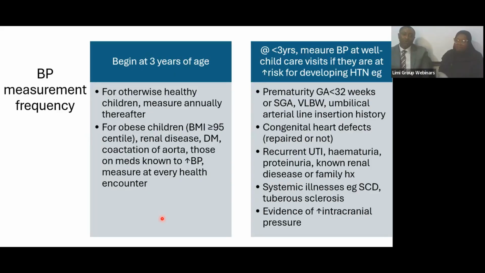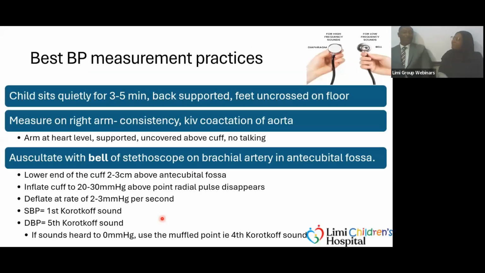Good. Now, those who have congenital heart defects, whether repaired or not, we need the blood pressure to be measured, right? Then renal disease. Now, a common systemic disease in our environment, sickle cell disease. So a sickle cell disease patient who is 1 year old, 2 years old, should have blood pressure monitored closely, right? Okay. Now, we want to see how we measure blood pressure.